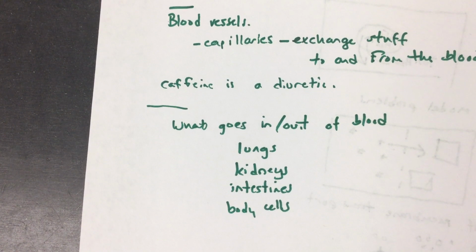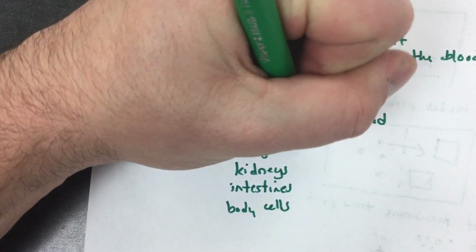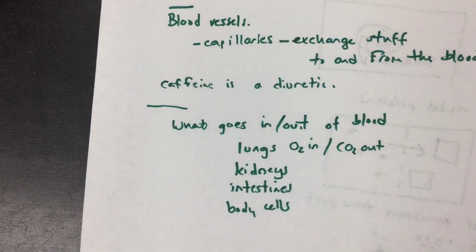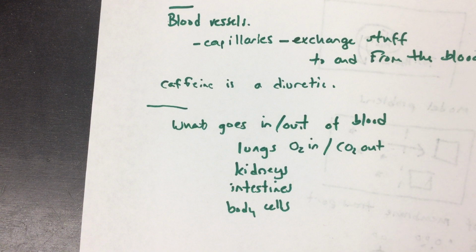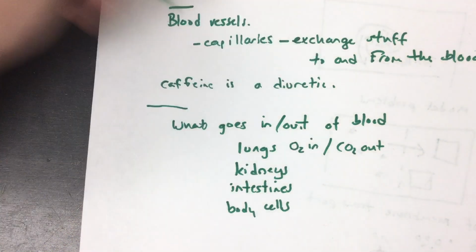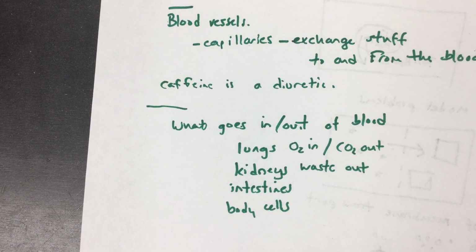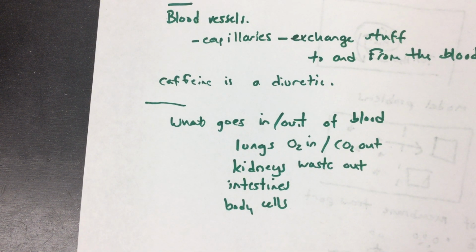For the lungs, is it oxygen and then carbon dioxide? At the lungs, O2 in, CO2 out. And kidneys? Water and waste out. Water's not an option, so we'll just go with waste. Intestines, I'll give you a hint. Only something goes in. Nothing comes out at the intestines. Yeah, nutrients, food.